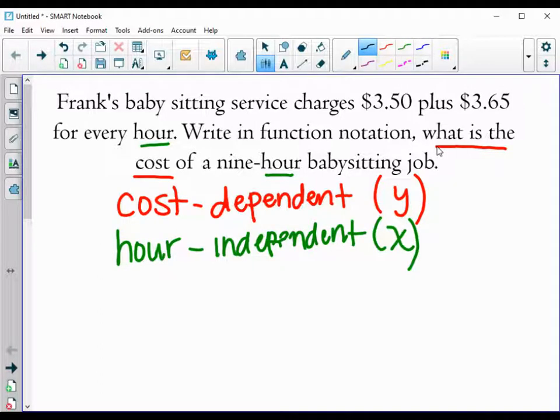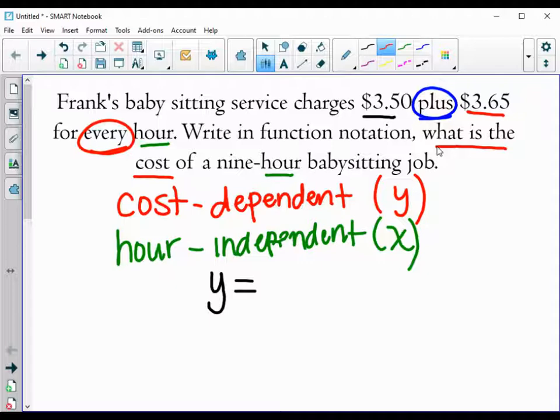Okay? So now we're going to start writing an equation. Our cost, which is our y, our dependent, we write y equals, because that's what we're trying to figure out. It says Frank's babysitting service charges $3.50 plus, there's a keyword there, that means we're going to be adding something, $3.65 for every hour. So each hour you're going to be charged $3.65 plus the $3.50.